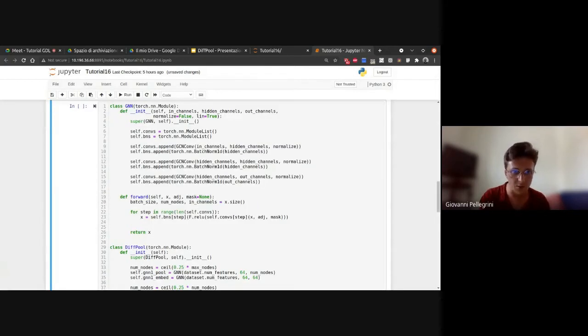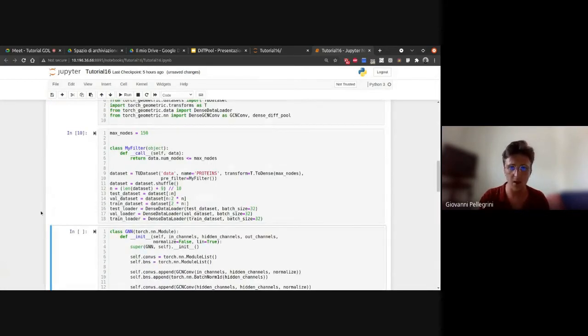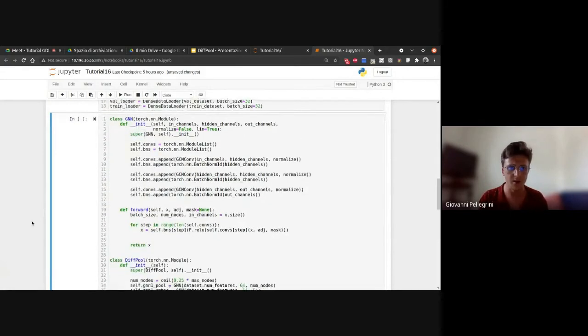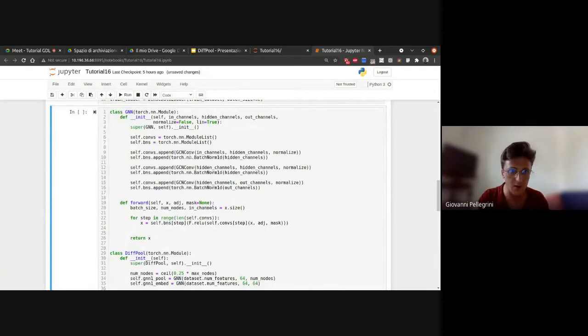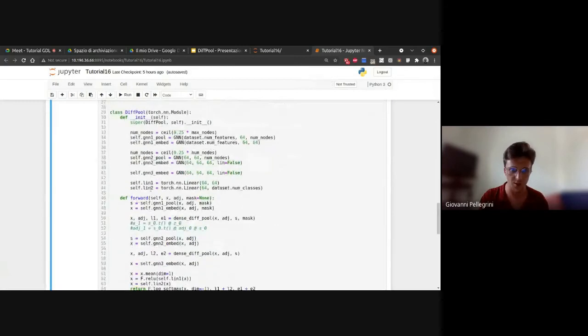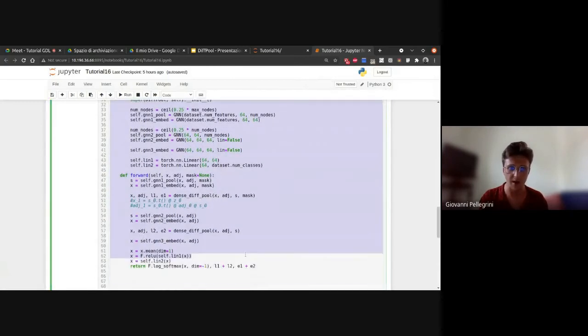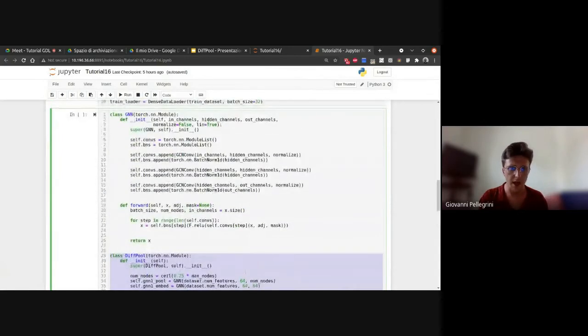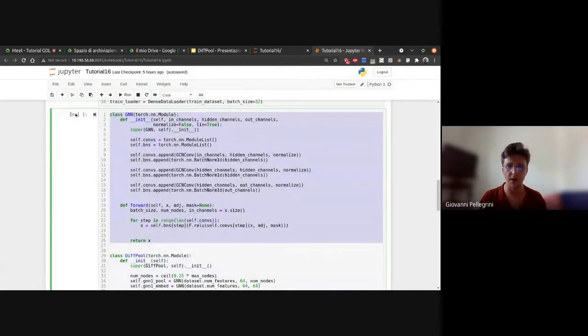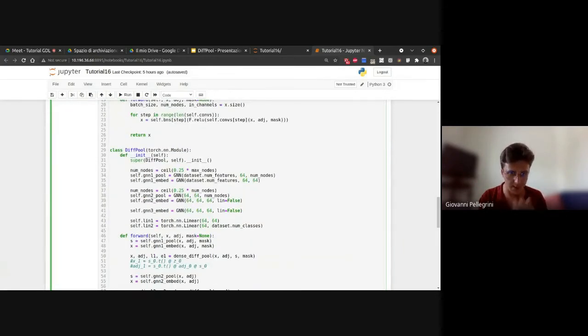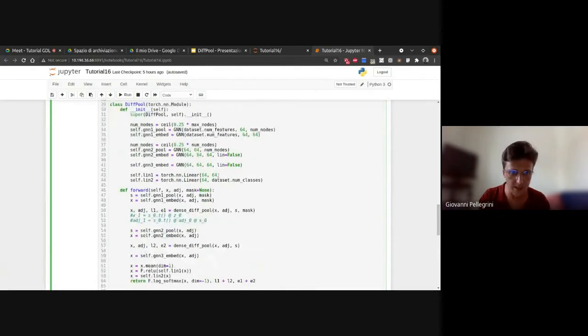In this part, we simply load the dataset, so I'm not going to go into details here. Here we define our two main components. The first is the DiffPool module, which is responsible for these hierarchical pooling steps, and the second is the graph neural network, a placeholder class that we use to define the GNN for the embeddings and for the pooling operation. Let's start by having a look at the DiffPool class.